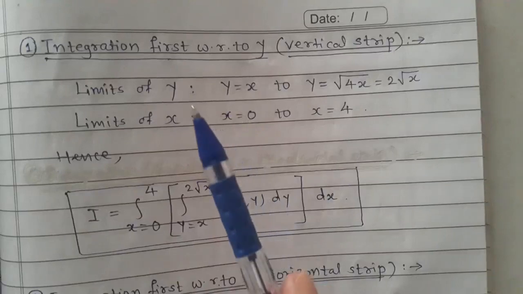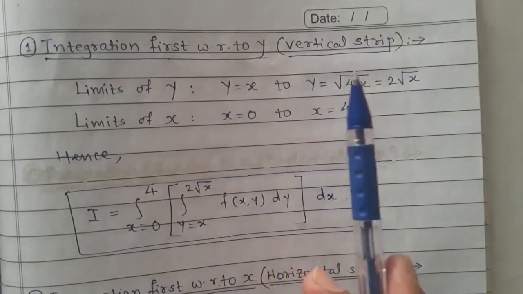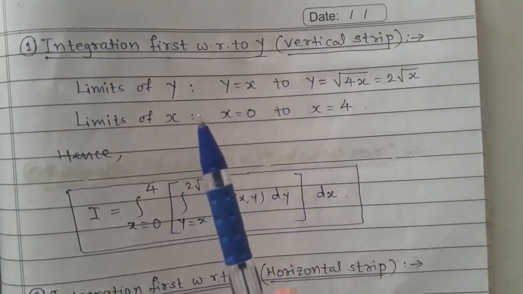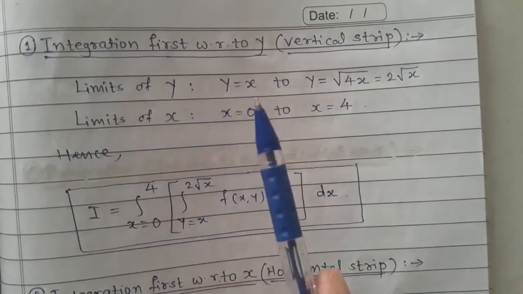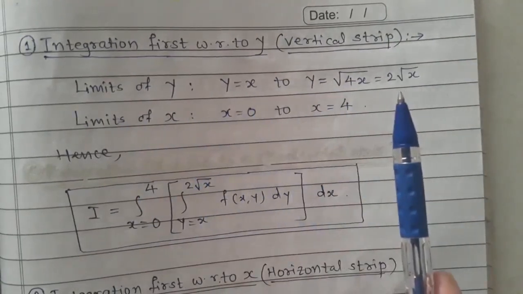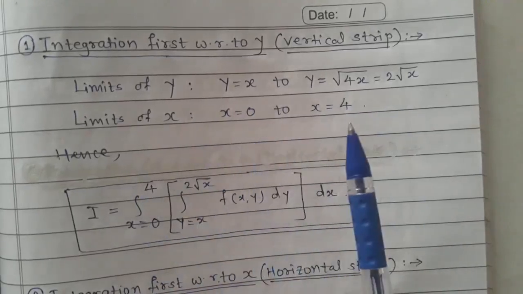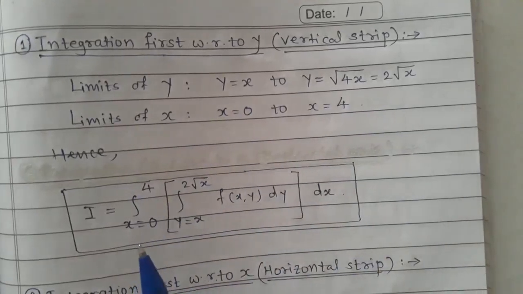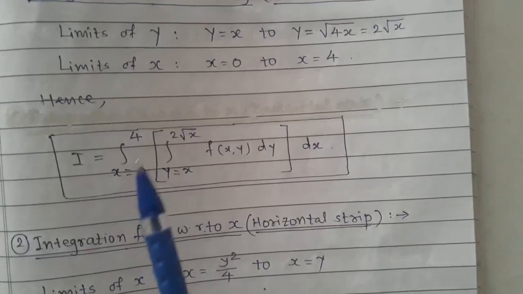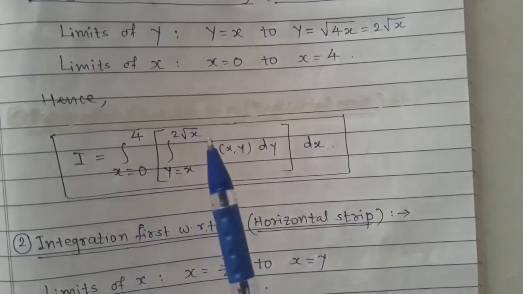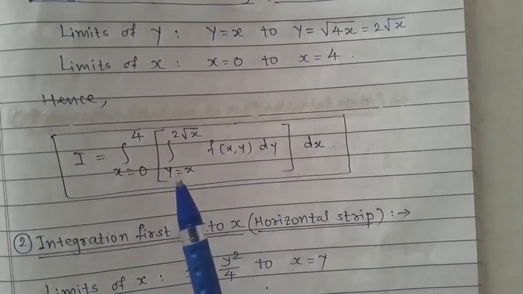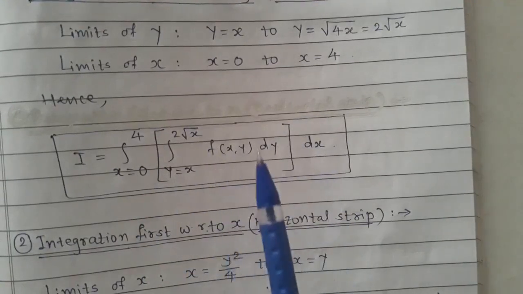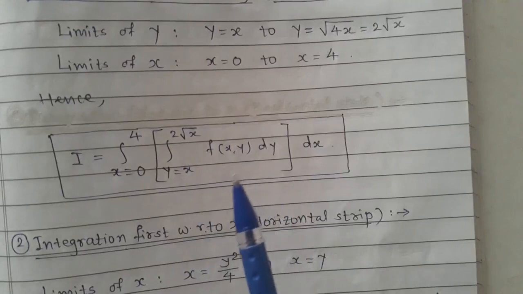So observe that when we integrate first with respect to y, that means considering vertical firing, the limits of y are y equal to x square by 4 to y equal to 2 root x, and limits of x are 0 to 4. Hence we can write it like this: constant limits outside, x from 0 to 4, y from x to 2 root x, f of x y dy inside, because limits of y are inside and dx outside. First we will integrate here with respect to y.